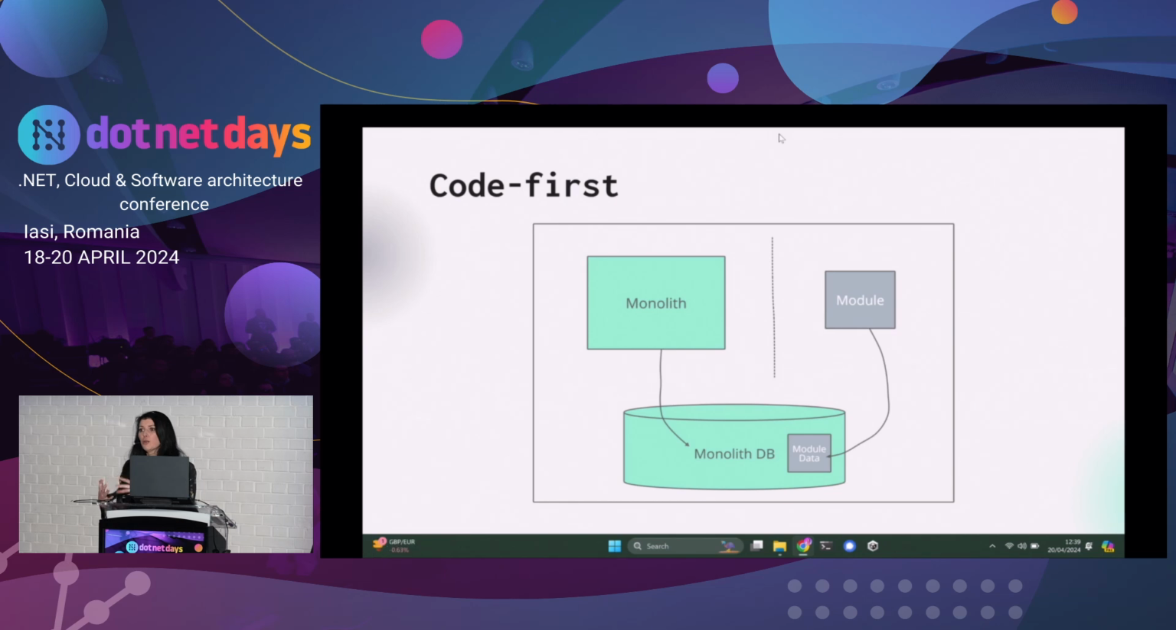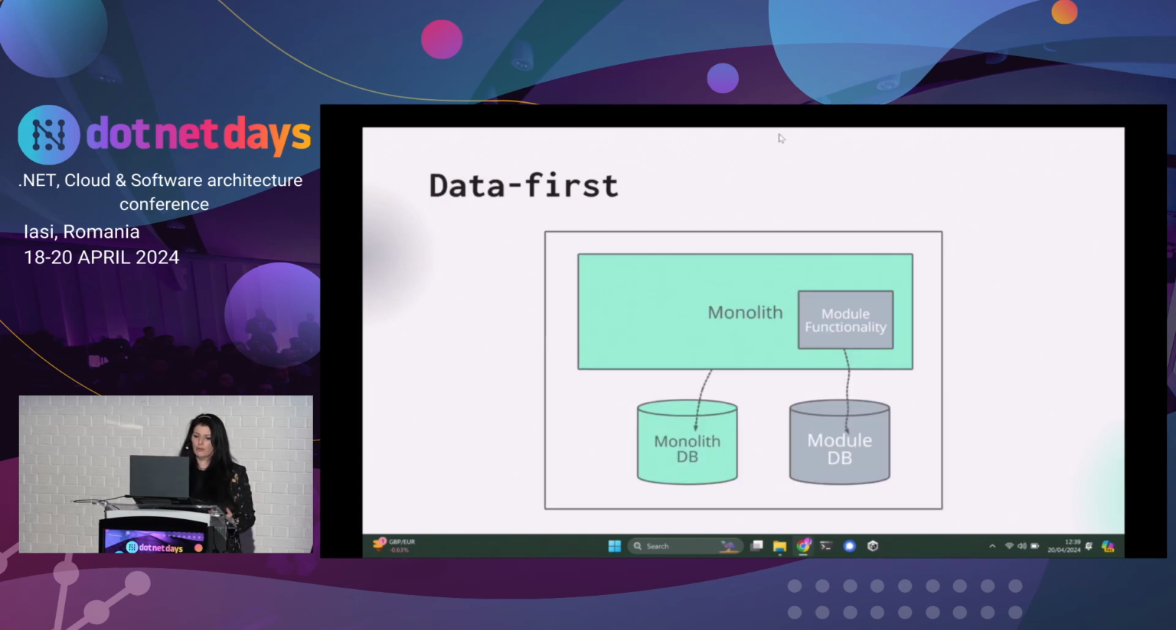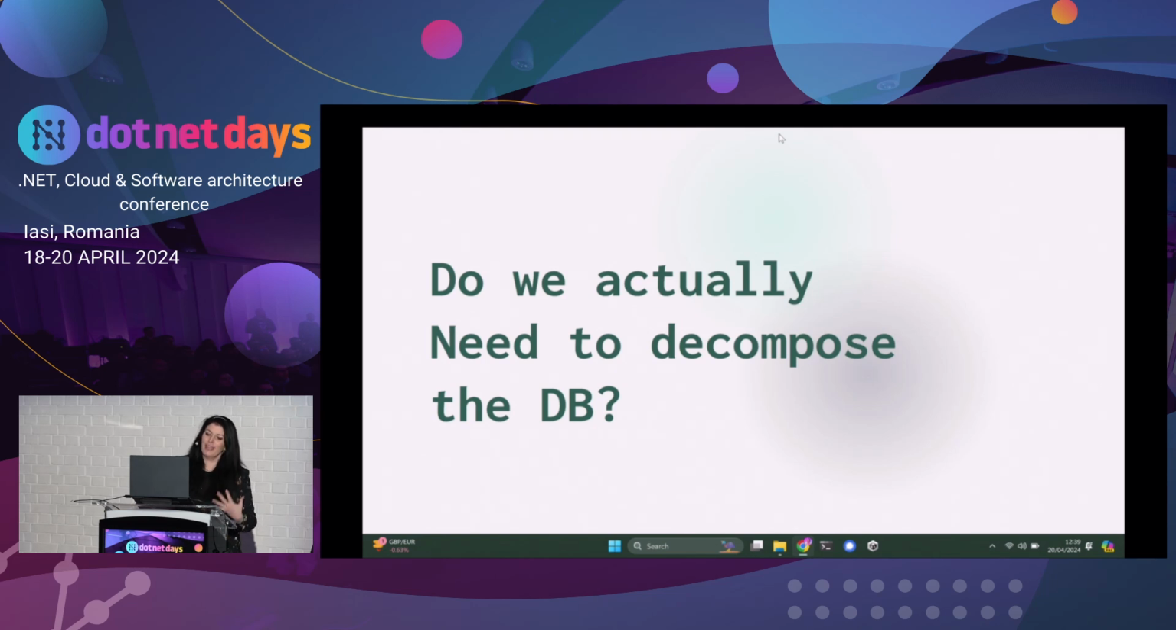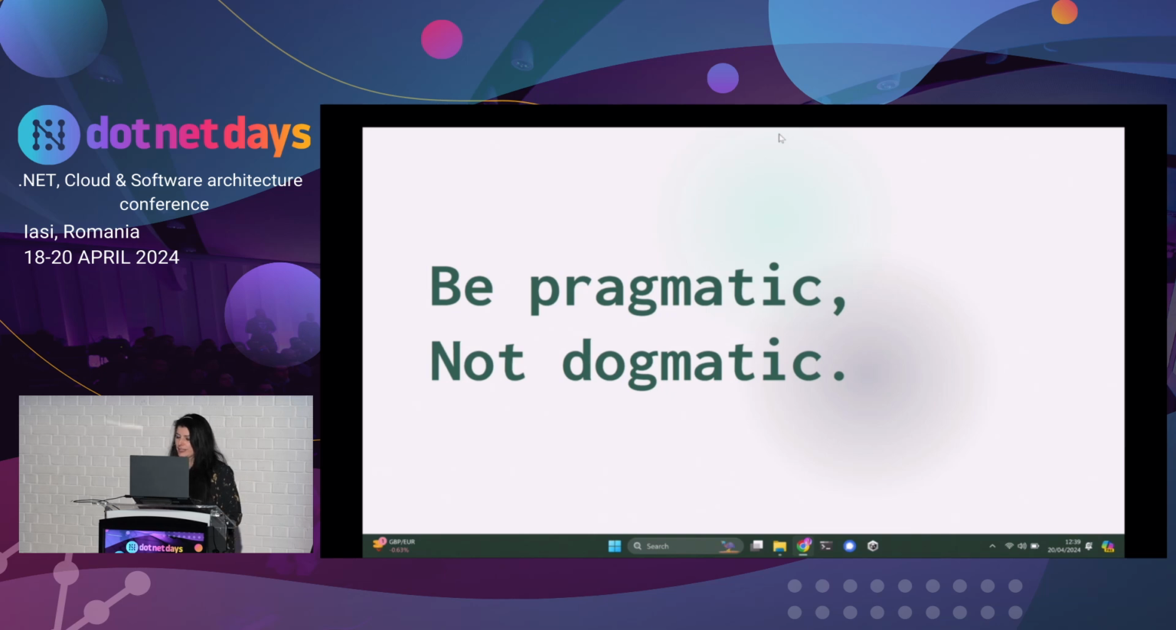But generally, you'll see much quicker results if you take that code out, and then do your database. So those are our options. However, if you do end up taking your module out and sharing your data, it is still a monolith. So I'm going to say this, even though it pains me a little bit, this is okay. That hurts. To say, do we actually need to decompose the DB? No. You need to be pragmatic, not dogmatic, all right?